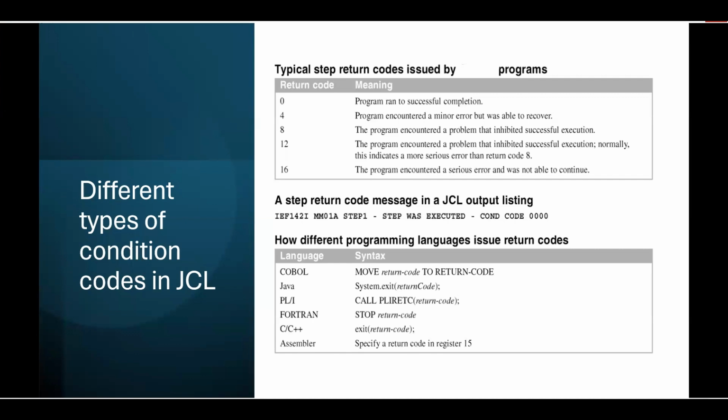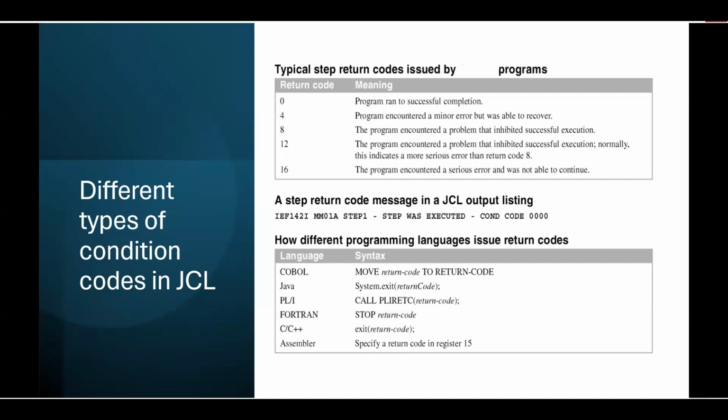When we get 12 or 16, that is the same: the program encountered a problem impacting its execution and indicating a more serious error than return code 8. The same goes with 16: the program encountered a serious error and wasn't able to continue. So when you get 04, it is okay. When you get anything other than 04, something is wrong with that particular program or job step, so we need to check that.